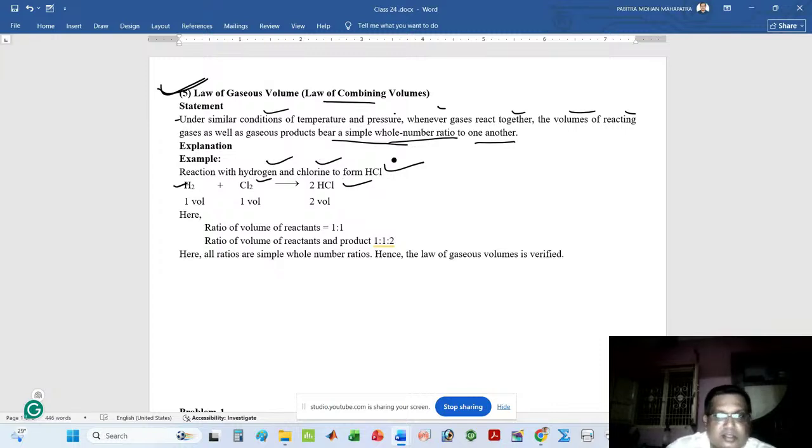Actually, the reactant is your what? Hydrogen and chlorine. The product is your HCl. If you balance the equation, you can say that H2 plus Cl2 gives 2HCl.